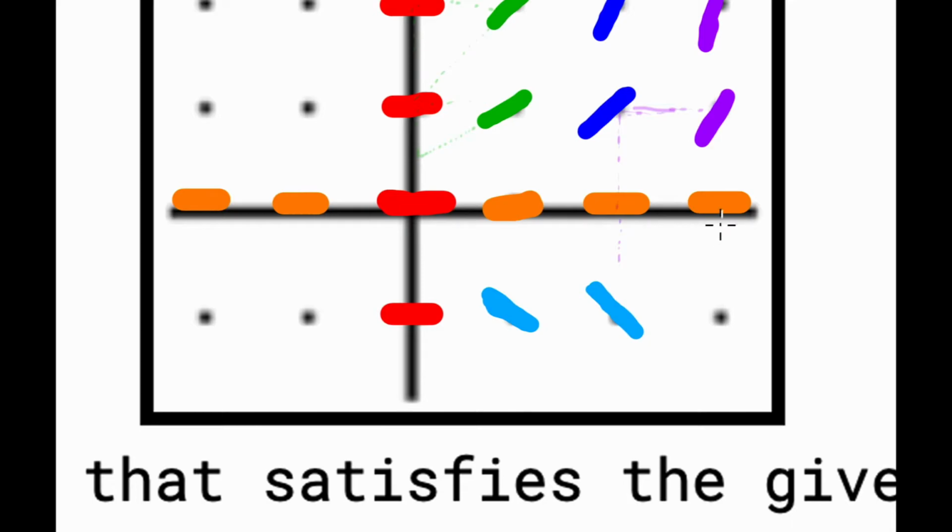And then this is going to be 3 comma negative 1. So that's going to be negative 3 halves. So 1, 2, 3 over 2. So it's going to really be going up 1.5 to like right here maybe. So something like that.